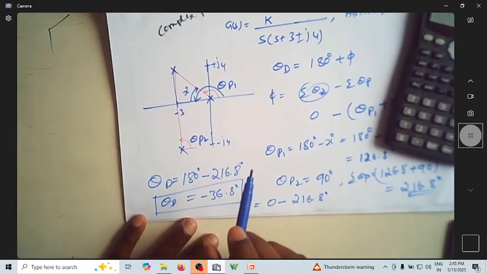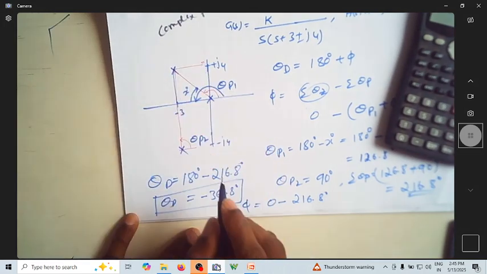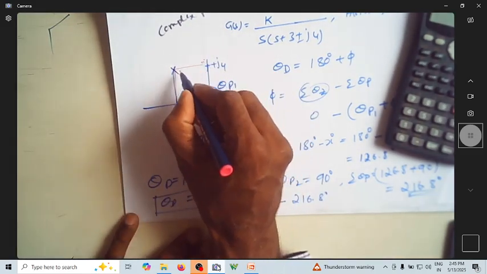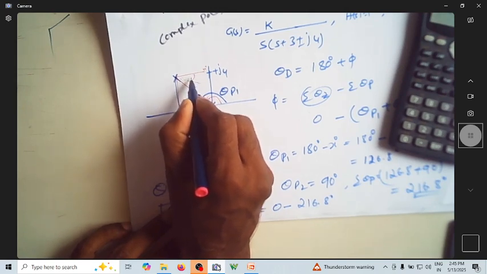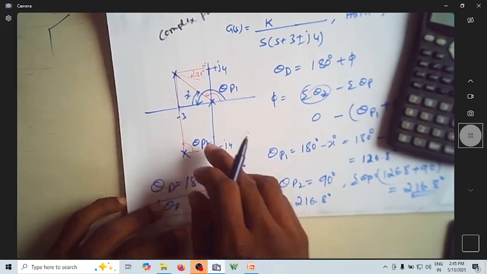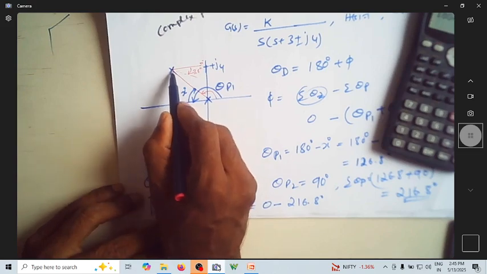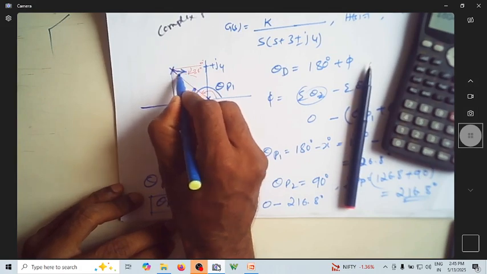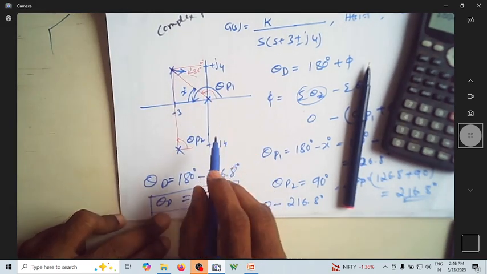What is the significance of this? This is the 0 degree line. We know that minus 36 degrees has to come down. So you come down approximately minus 36 degrees, which is the clockwise direction. Now the root locus will depart like this. So this is how it is departing, and this is the angle of departure. It is leaving at an angle of minus 36 degrees.